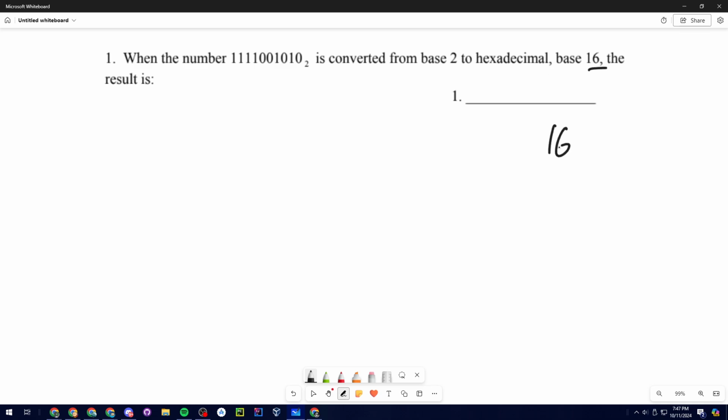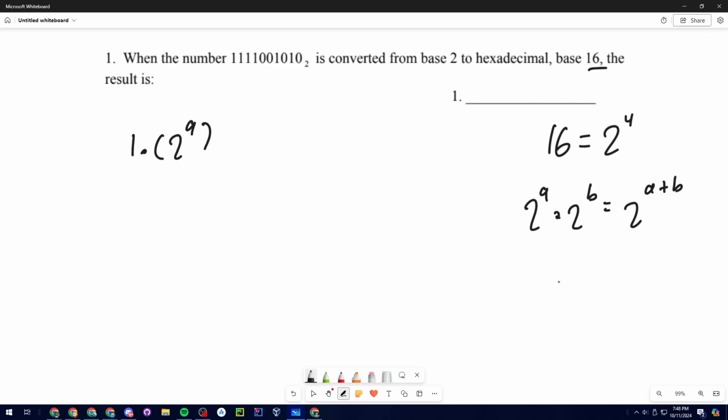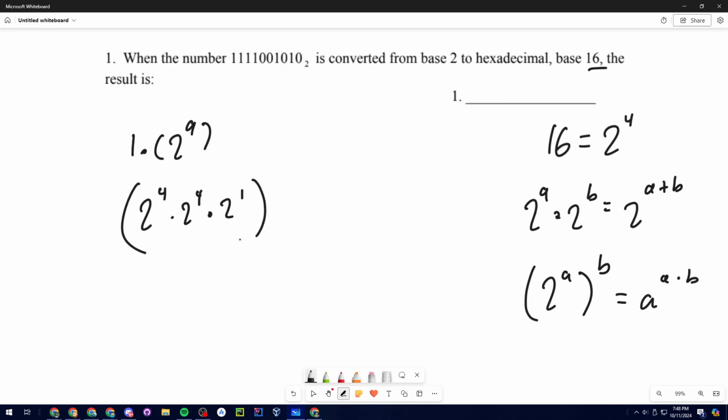First of all, base 16 is equal to 2 to the 4th, right? Another thing is that if I represent this as 1 times 2 to the ninth, if you use exponent properties, first of all, 2 to the a times 2 to the b is 2 to the a plus b. Similarly, 2 to the a to the b is 2 to the a times b. That's pretty nice. So 2 to the ninth, I'm going to write in terms of 2 to the 4th. First I could do 2 to the 4th times 2 to the 4th times 2 to the 1st, and that's still 1 times that, right?